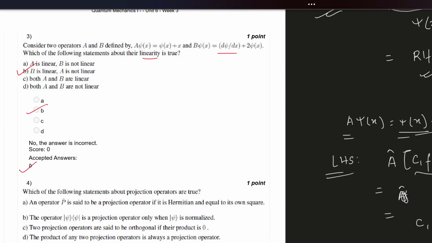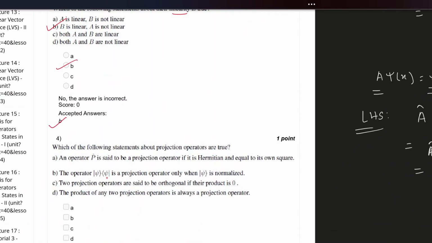Okay. Question number 4 is, which of the following statements about projection operators are true? So for the projection operator you have to first know and understand it, and then its properties. If you explore its properties, then out of the four options you have to find which ones are true. So the first option is it has to be Hermitian and it's equal to its own square. If you have already learned something about projection operators, then it is one of its most obvious and most critical properties that a projection operator is its own square.